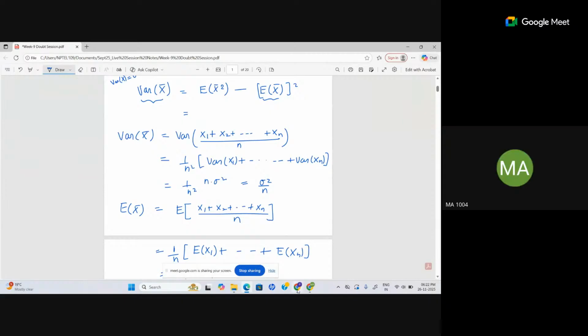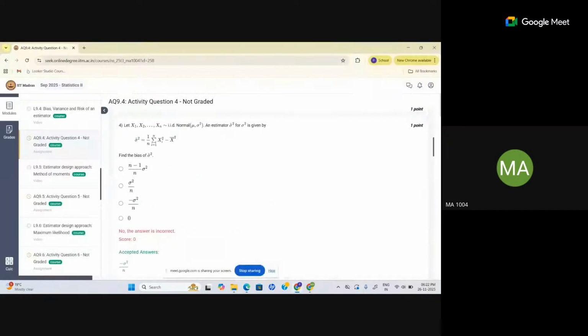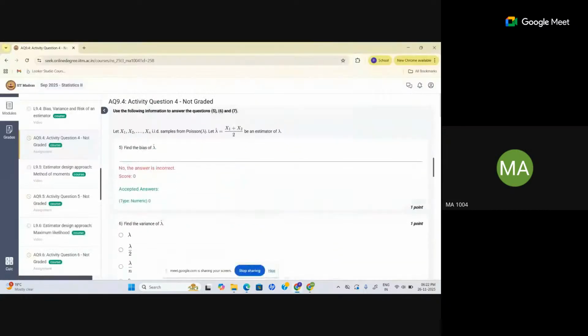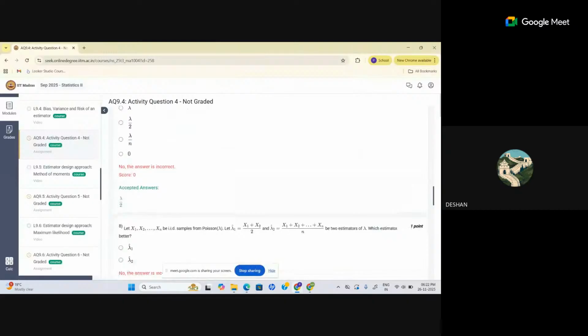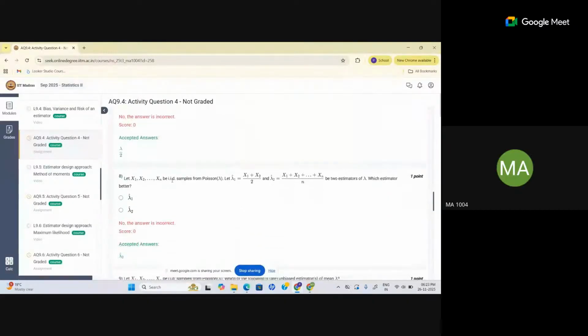Okay, so what is the next question you want to ask? Any other question from this activity? Yes, ma'am. Can we try to solve the 10th question, ma'am? 10th, 11, 12.